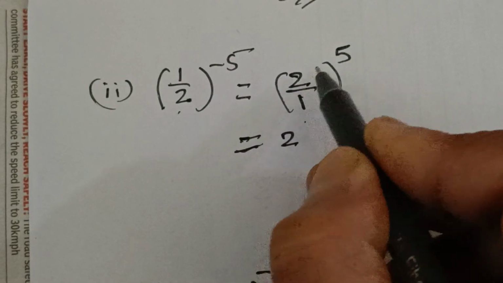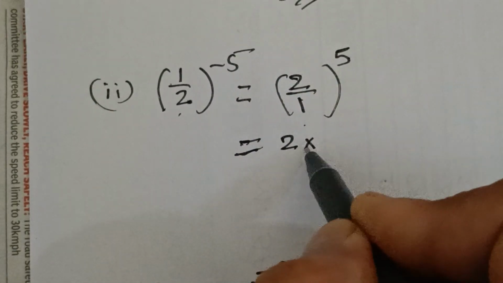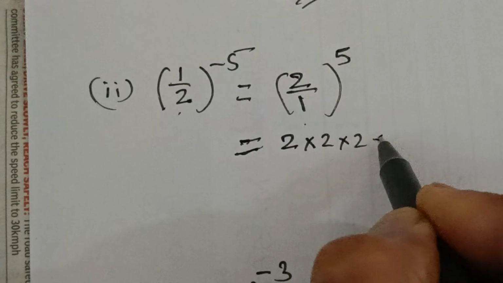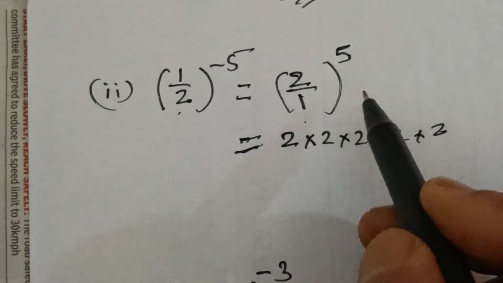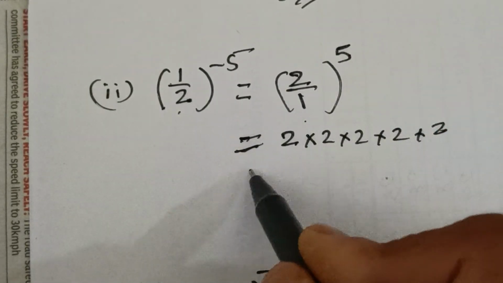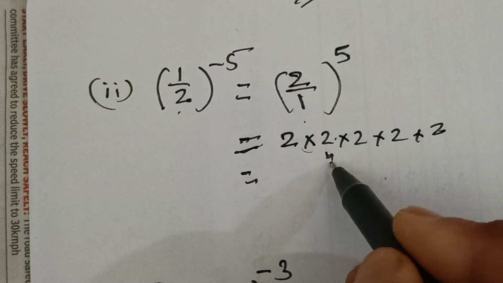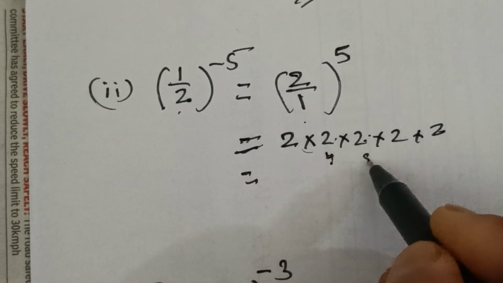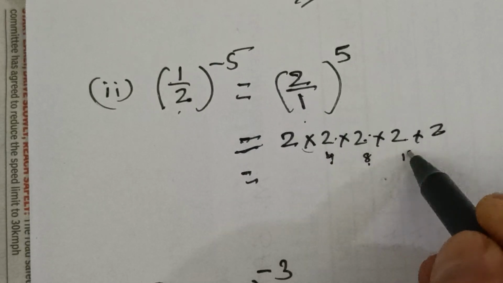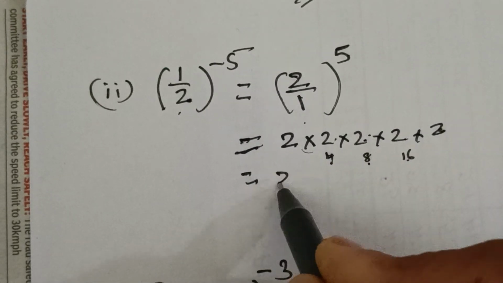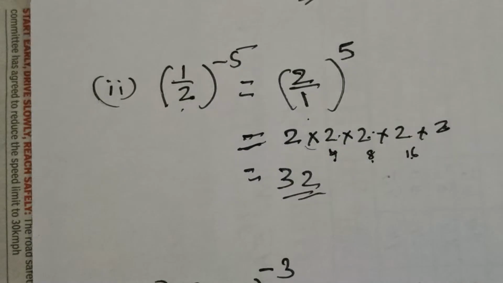So multiply this 2 how many times? 5 times. 2 into 2 into 2 into 2 into 2. Multiply 2 five times, and that is your answer. 2 twos are 4. This 4 into the next number: 4 twos are 8. 8 into 2 is 16. 16 into 2 is 32, which is our final answer.